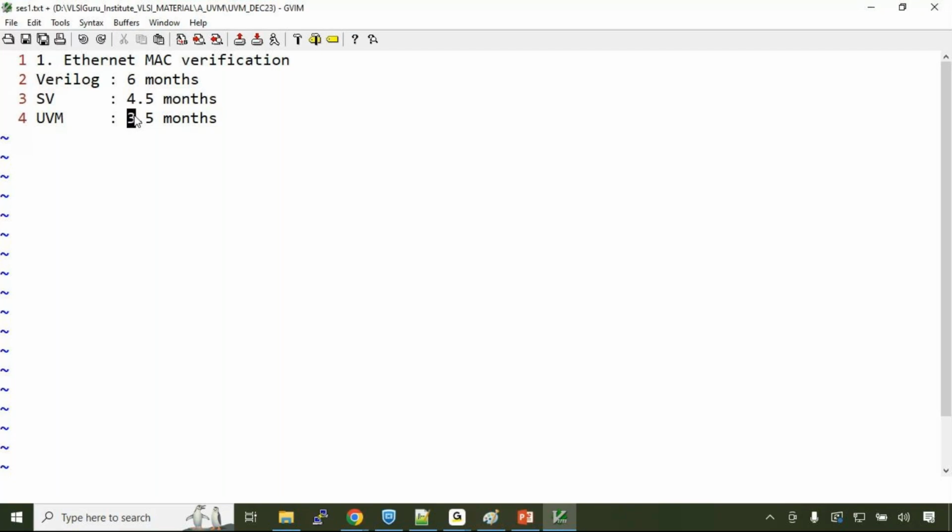Second, there are guidelines. Guidelines means how to develop a test case, how to develop sequences, how to develop a driver. Guidelines are there for everything. You don't have to think of everything. Because of that, you know the approach directly, so you directly start.